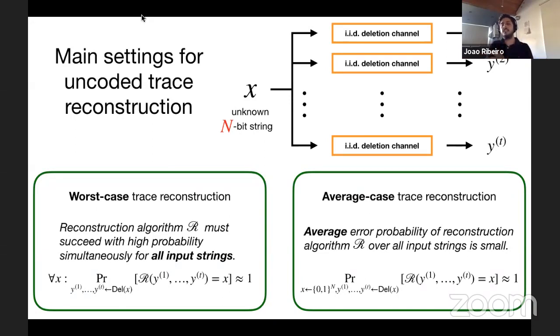Another way of looking at average case reconstruction is that your input string can be uniformly random. Do you have any questions? Is it clear? Everything is clear so far on my side.